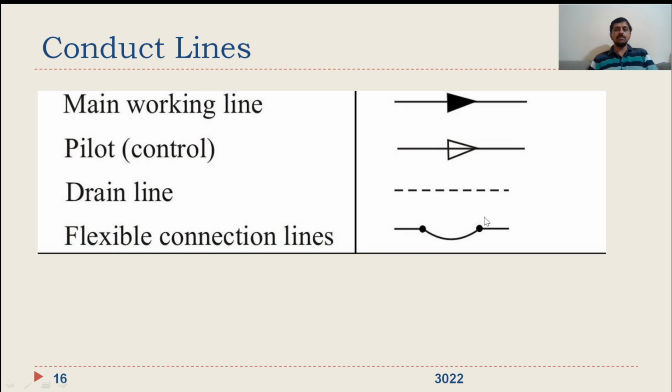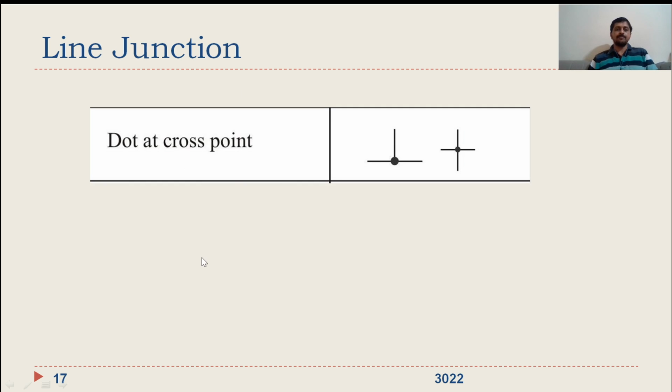And a flexible connection line is usually represented like this: a continuous line, a solid fill dot, an arc like this, again a solid fill dot, and a horizontal line. Now a junction where two streams of fluid are mixing perpendicular to each other is represented by a dot at the junction. That means the fluid from this line and fluid from this line will be joined here and flowing together. So here also mixing takes place of these two lines.